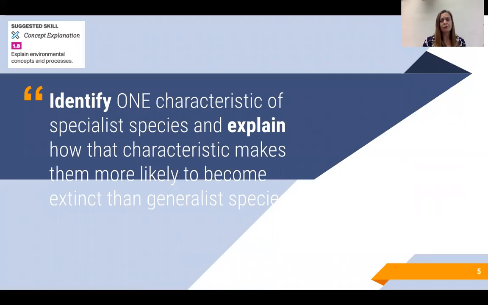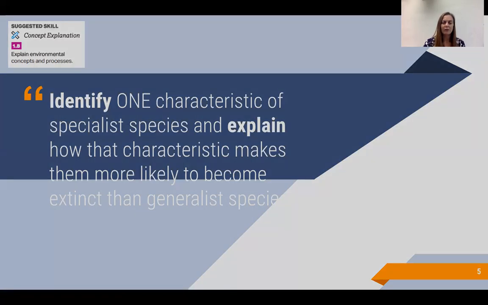Okay, so here's your first FRQ. I want you to identify one characteristic of a specialist species and explain how that characteristic makes them more likely to become extinct than a generalist species. Make sure you're recording this in your notebook.